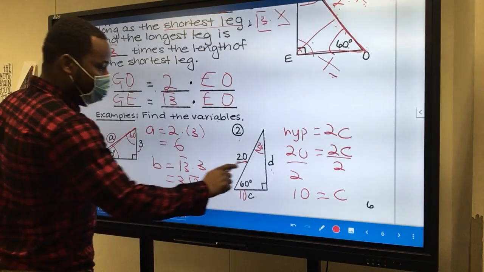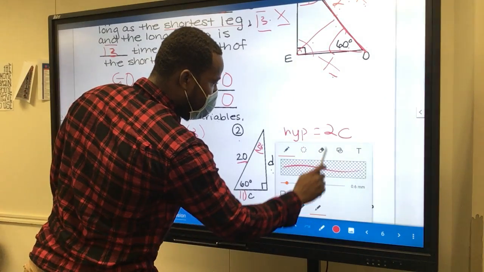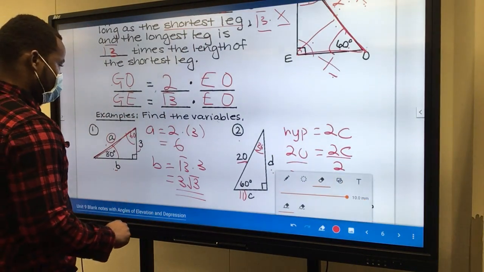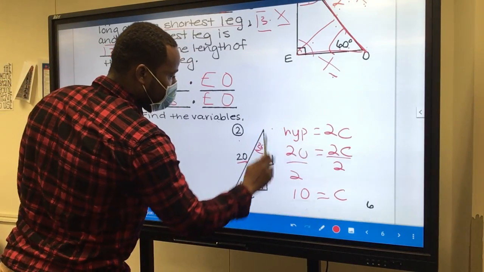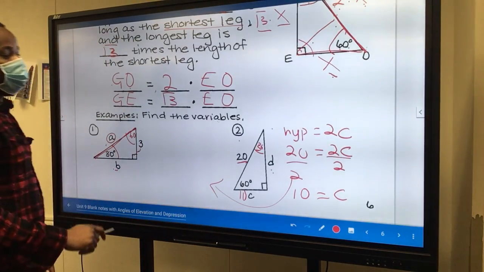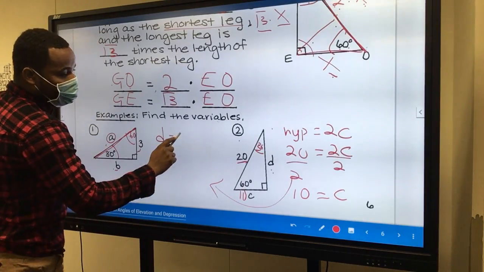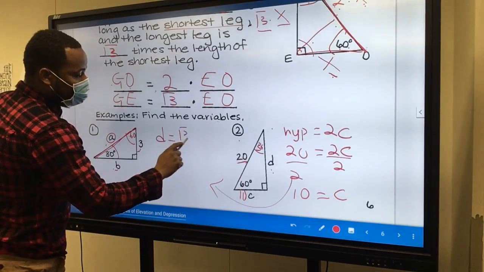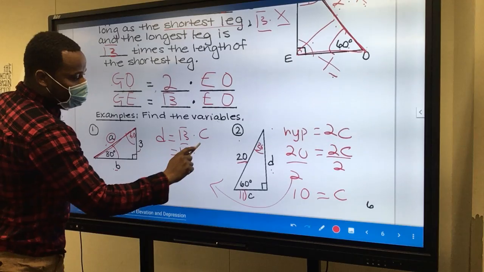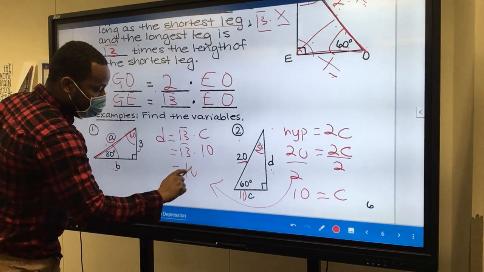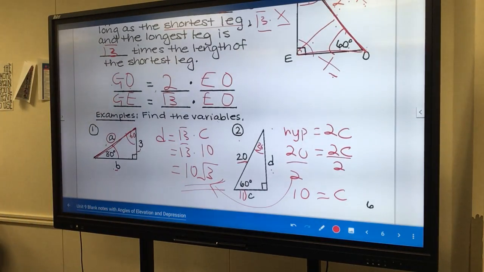So, remember, I need a space here. Okay, guys, let me clean this part. This is a continuation of this one. I'm continuing from this side. So my D will now be equal to what? Root 3 times the shorter side, which is C. But we know C is 10, so this is root 3 times 10, and that is equal to 10 root 3. That makes a lot of sense, right?